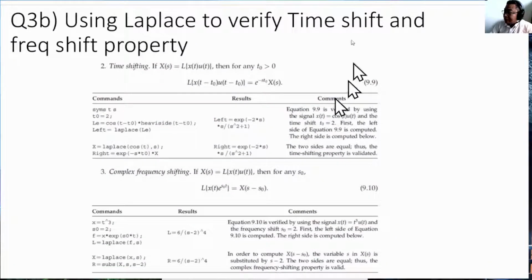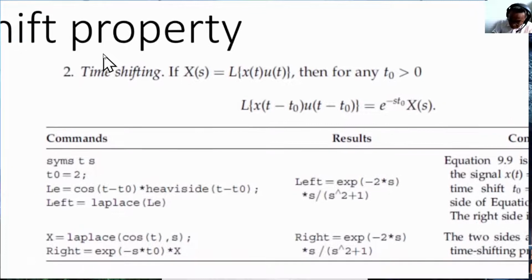MATLAB also can work with, or we can use MATLAB to verify time shift and frequency shift property. What is the time shift property? It is when we have the signal x of t, u of t, and this whole signal is delayed by t0. So not only x of t is delayed by t0, u of t is also delayed by t0. So the whole signal is delayed by t0.